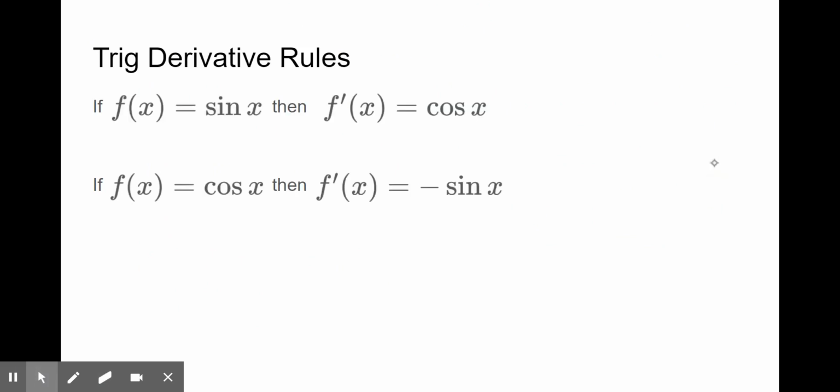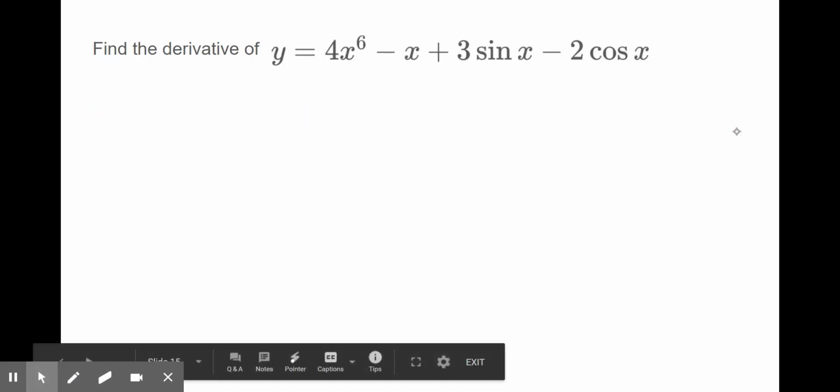All right, here's some trig derivative rules for you to enjoy. Okay, if f of x is equal to sine x, then its derivative is cosine x. If f is cosine x, then its derivative is negative sine x. Okay, you will see these rules. I will prove to you that these rules are true. Not now, but when you least expect it. I will prove that these rules are true. Okay? All right, let's keep going.